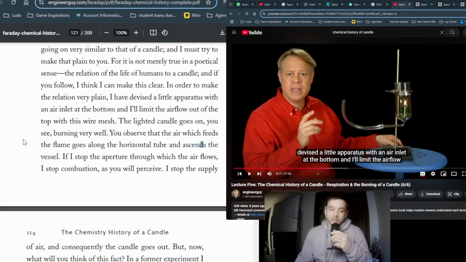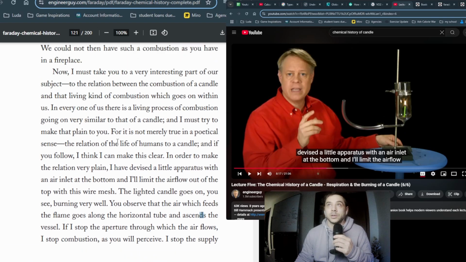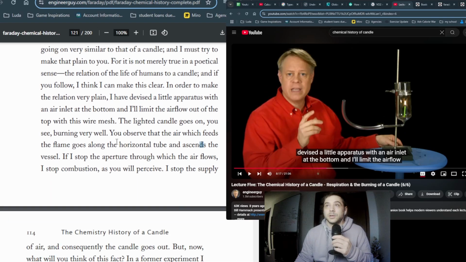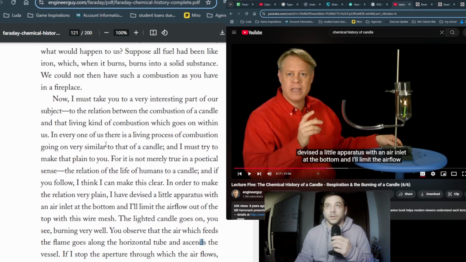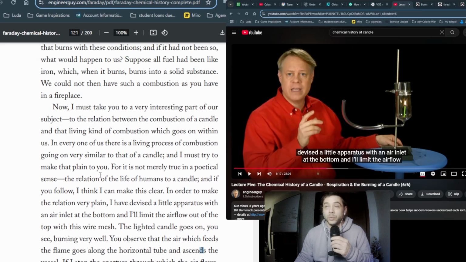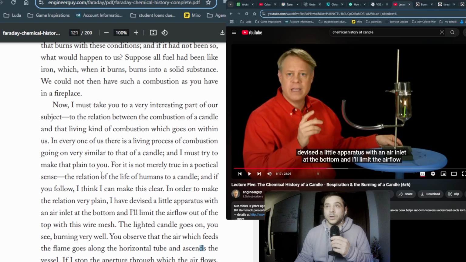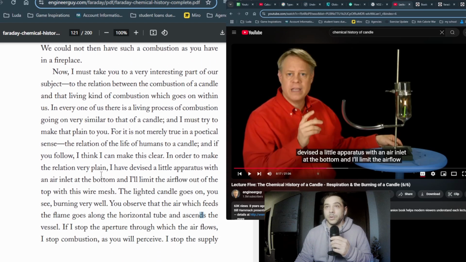Just to reiterate my own point, this is poetic. This is not true. You do not have combustion going on in your body. You do produce carbon dioxide, funny enough, and you have water as a byproduct, but it's not the same chemical process at all. It's not the same physics at all. So, just so you know.